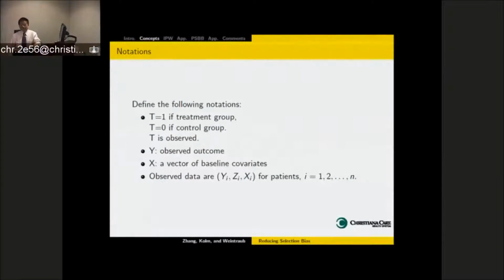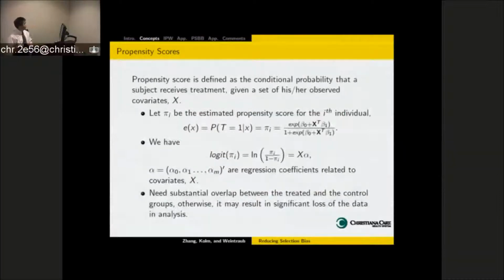To refresh your memory, I would like to review our basic notation. We use T to indicate the treatment group, we use Y to indicate observed outcomes, and we use X to indicate the baseline covariates, so that our data set will be outcome, treatment, and covariates. As I mentioned last Friday, we define the propensity score as the conditional probability that a subject receives treatment or exposure or intervention given observed covariates, so that we can use a simple logistic regression to get a propensity score.